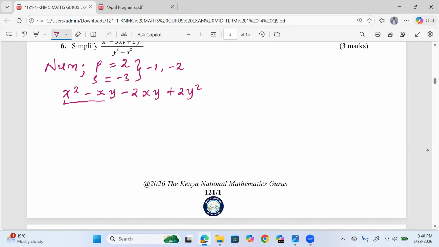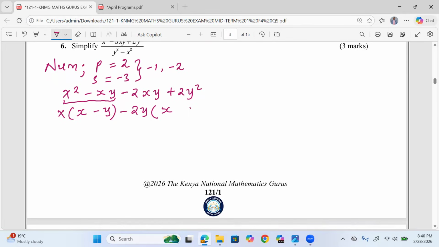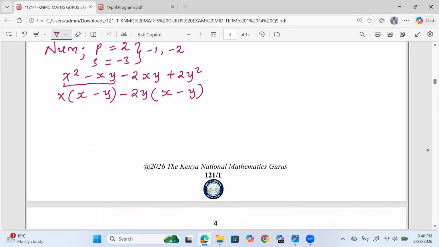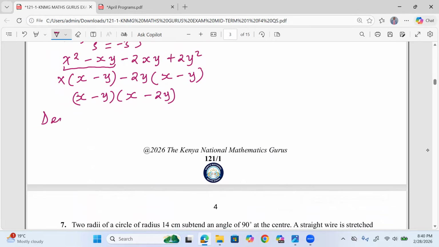From the first two terms, we factor out x. So that will remain with x minus y, then minus 2y in the other two, and we remain with x minus y. Yeah, x minus y. Whatever is in the first bracket should recur in the second. So inside the brackets, what are we having? x minus y. What about outside the brackets? x minus 2y.